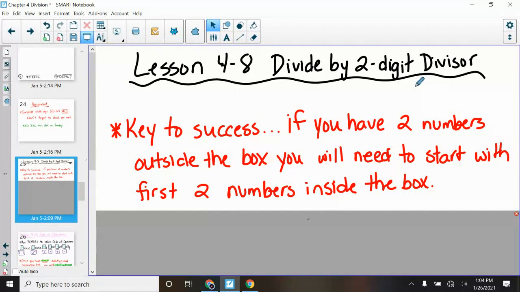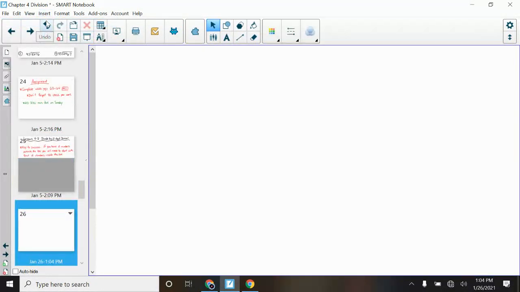So what this thing says is that if you have two numbers outside the box, which we call the divisor, then you will need to start with the first 2 numbers inside the box. Okay? So I'm going to jump away from this screen for just a second. I'm going to open up a new page, because I want us to kind of practice a little bit. What do I mean by this?